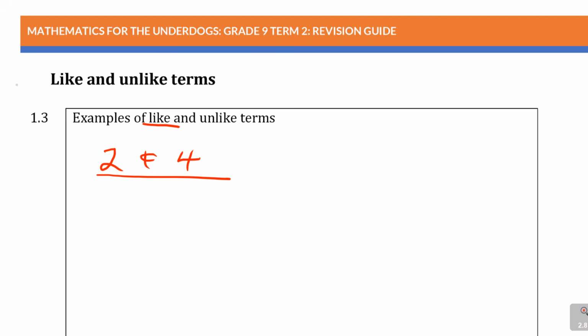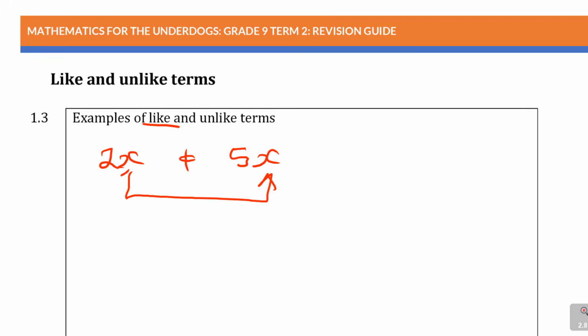Why? They're just numbers. What about if I do this, 2x and 5x? Now look at it. The main thing that makes something like, if I'm saying like terms, you look at the variable, the letter. So if the letter is x and the letter is x, it means it's like terms.